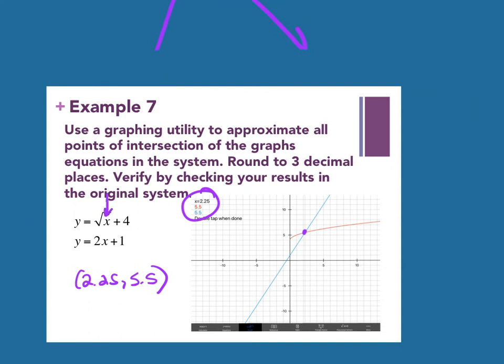So if I did the square root of 2.25 and then I added 4 to it, I should get 5.5. If I type that in the calculator, square root 2.25 is 1.5, plus 4, and that's my 5.5, so it works there. 2 times 2.25, which is 4.5, plus 1 gives me my 5.5 in this equation, and it works there as well. So if the homework says use a graphing utility to find the intersection, you need to screenshot either the actual graph on your graphing calculator or the one on the iPad, and then include that in your work, okay? So make sure if it says use a graphing utility that you take a picture of it.